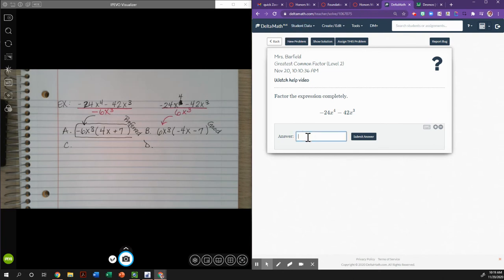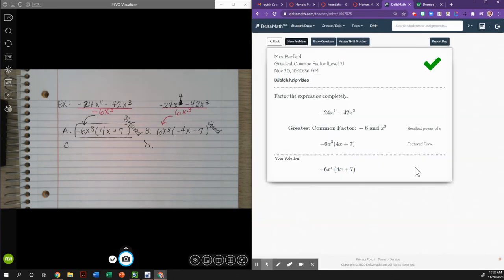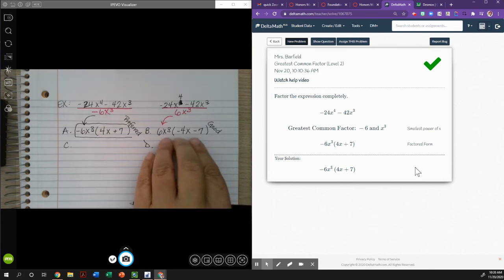All right, so I'm going to type it in. So negative 6x exponent of 3, parentheses, oops, 4x plus 7, close my parentheses, submit my answer. Yes. Okay.